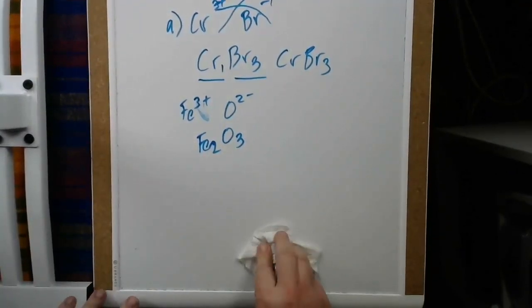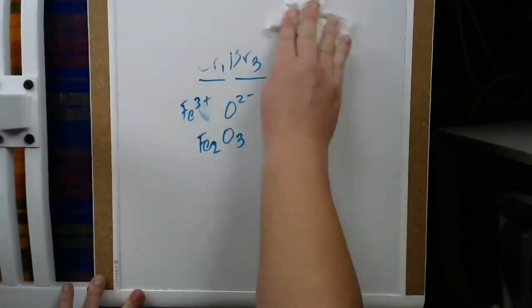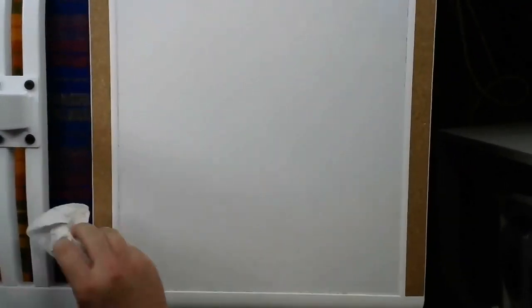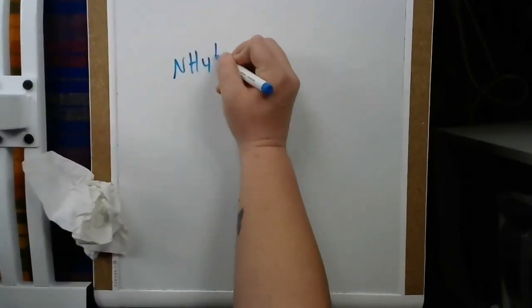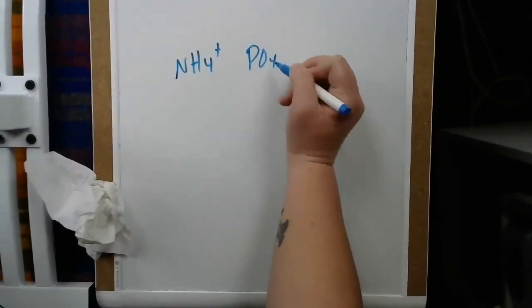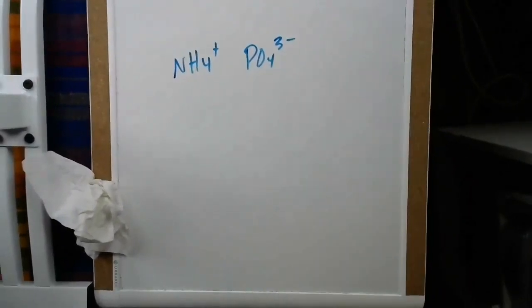Let's skip down to letter E, where we have NH4+, and we have PO4 3-. So you have to know the names of these ions and these charges, right? So you'd have to be able to name this compound that you're forming as well.